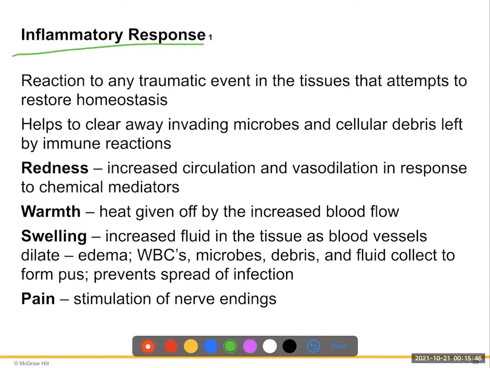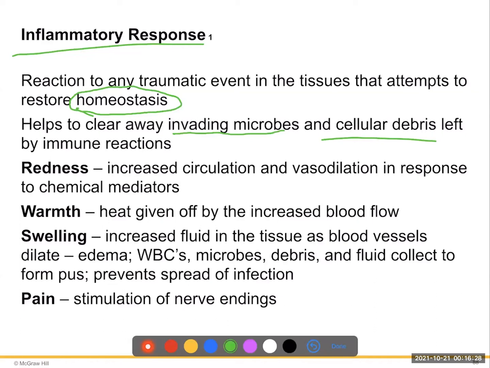So the inflammatory response is a reaction to any traumatic event in our tissues, and we attempt to restore homeostasis. Homeostasis is our normal body equilibrium, controlled by our hypothalamus, that we continue to maintain: our blood pressure, our body temperature. We tend to maintain all things to keep our body in a state of what's called homeostasis. It helps to clear away invading microbes and cellular debris left by the immune reaction. Because we have the immune reactions, these macrophages eat these microbes, right? They got to go somewhere. We got pieces and parts left over, so we got to clear those out. That's your cellular debris.